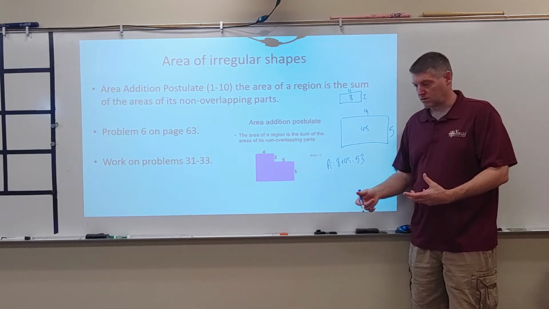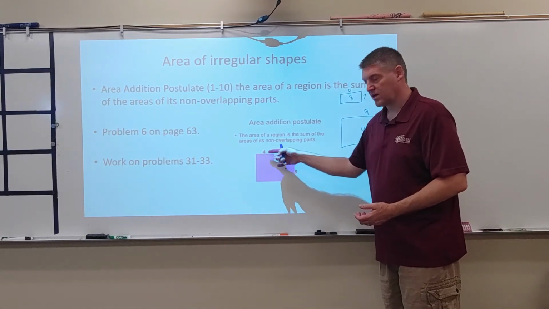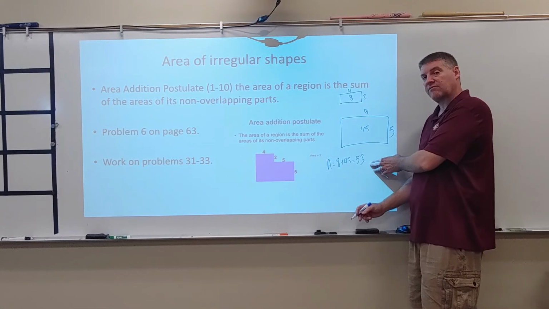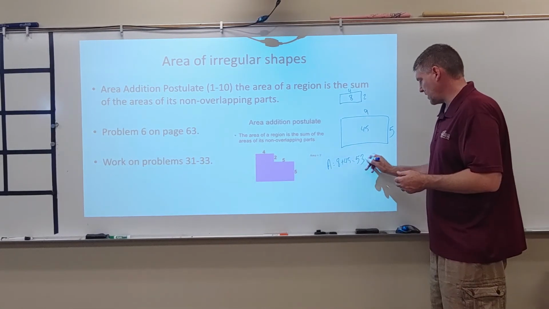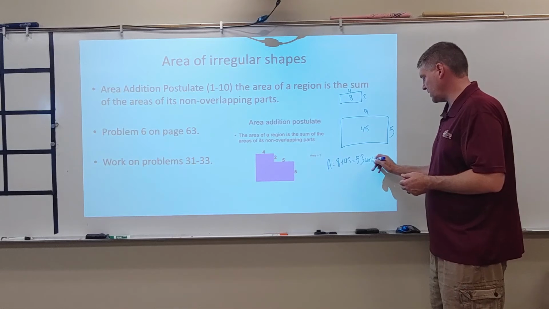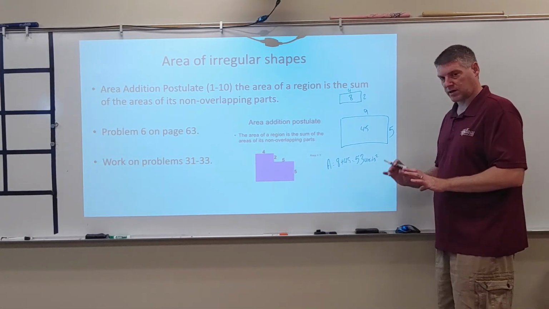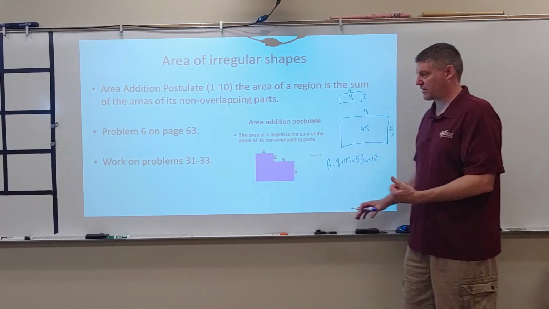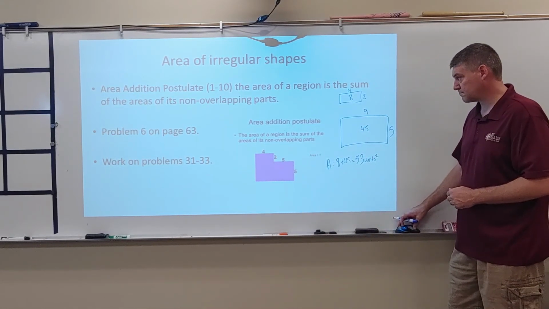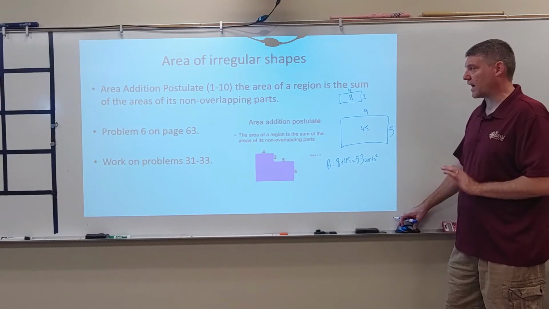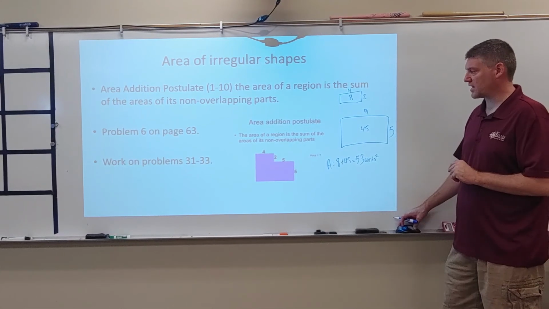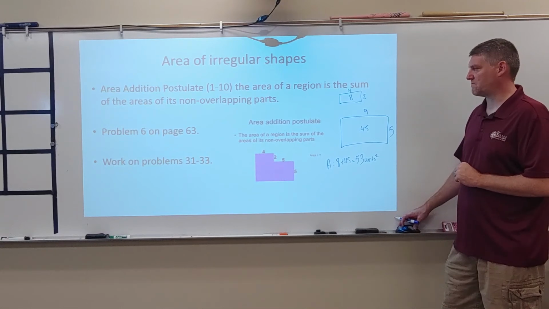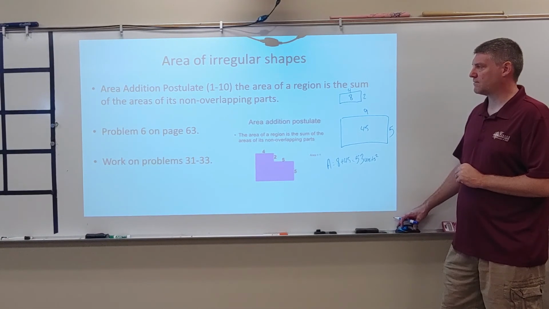53 what though? Did they give me any type of measurements here? They did not, so I still have to label this. So I'm going to label it as units squared. Hopefully that makes sense. If they don't give you any units, you have to use units squared. So that's irregular shapes. You're going to break it up into smaller shapes that are easier to find the area of.